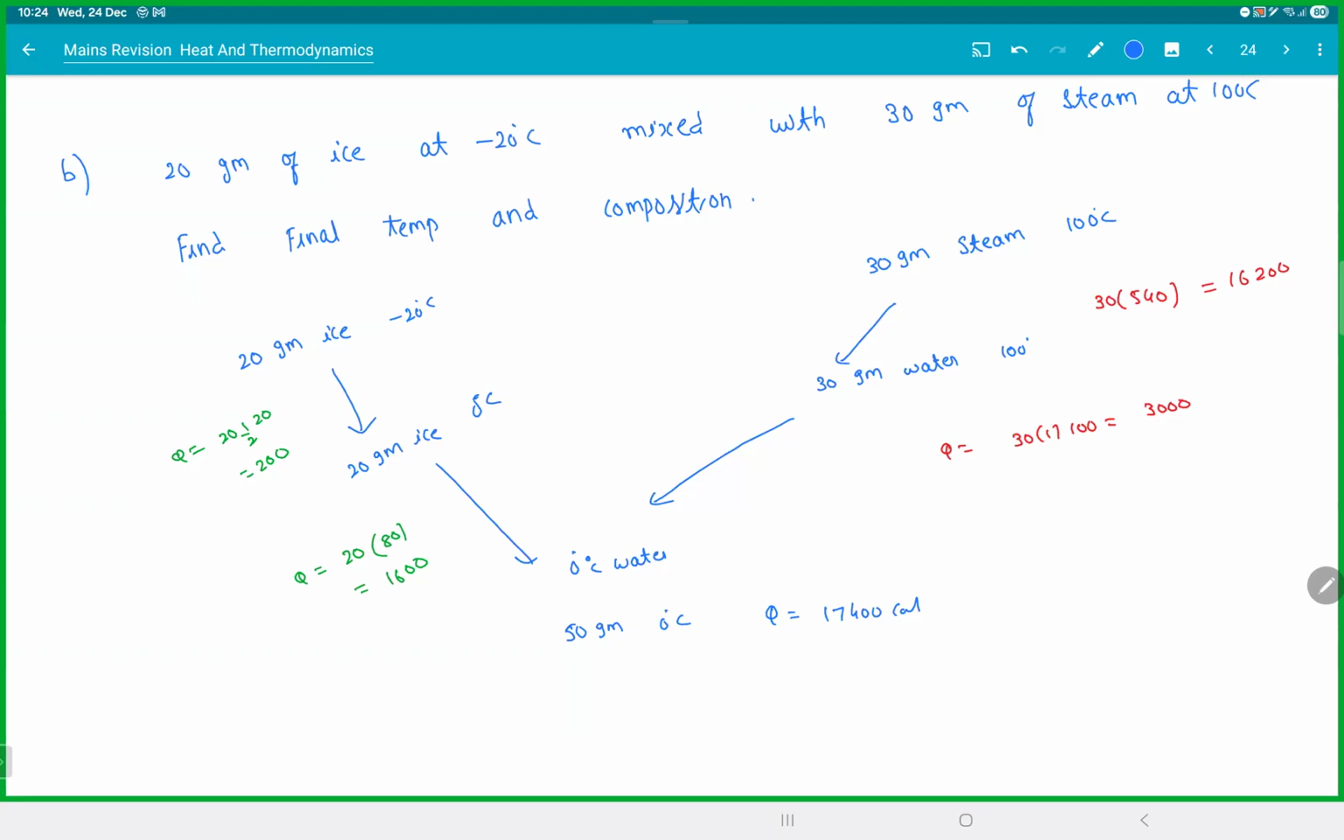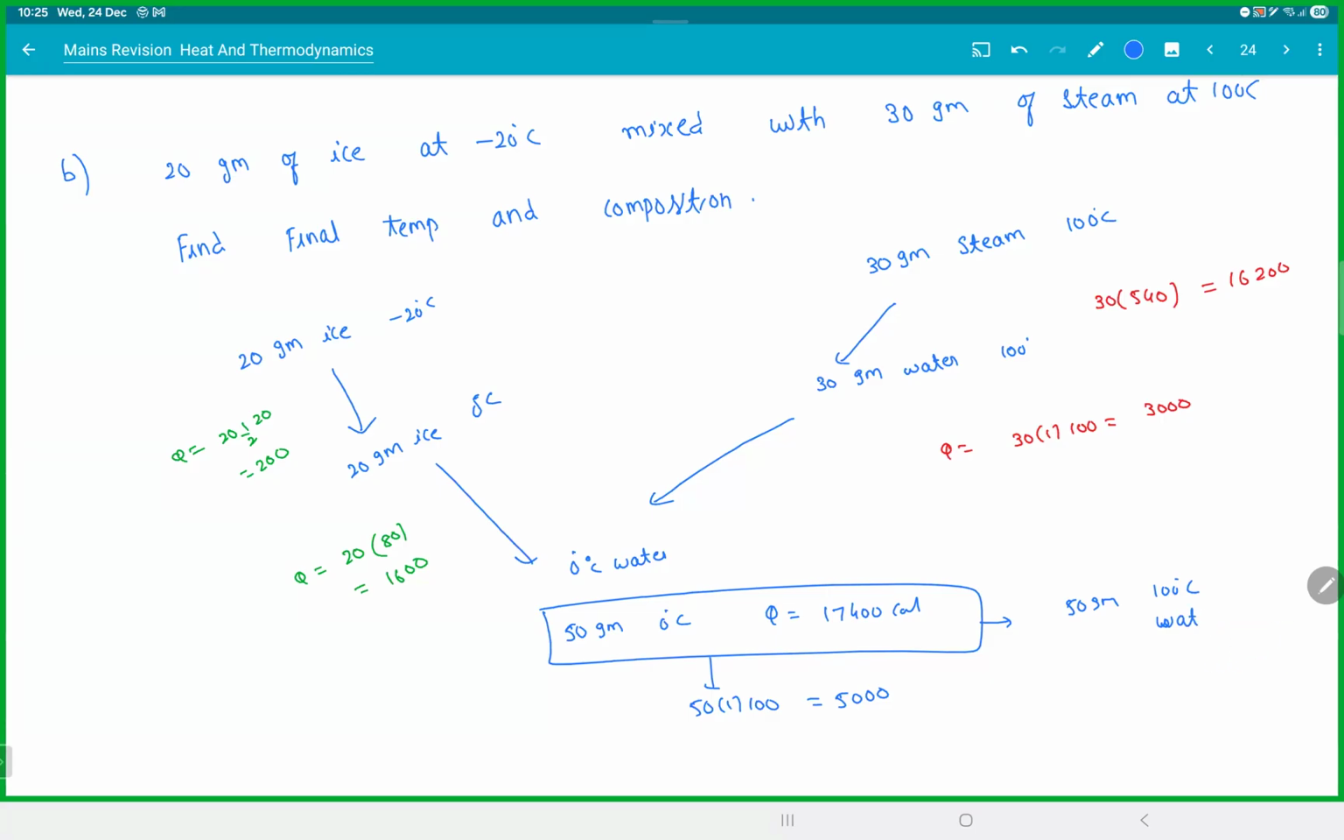Phew. Then what to do? Now we have to start boiling this much water. So first let's see how much it will take to go to 100 degrees. I think everything has not become steam also. Steam didn't get converted into water completely. So this would absorb 50 into 1 into 100. That will take only 5,000 calories. Great. So we reached 50 grams, 100 degree water.